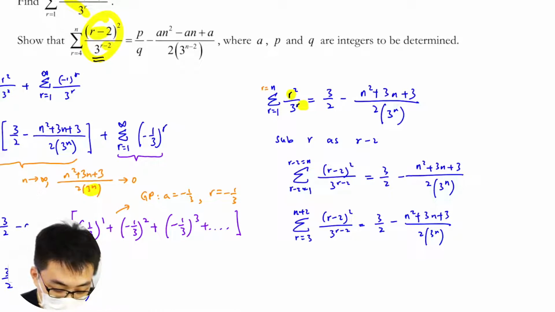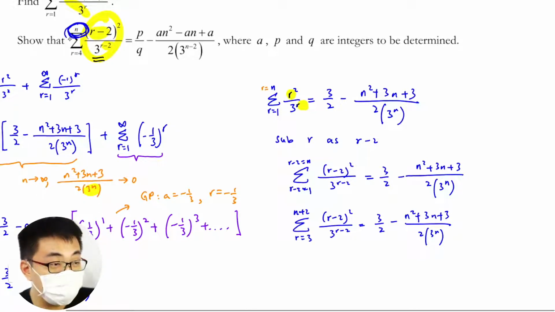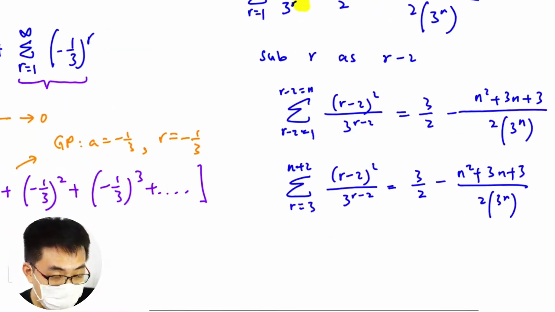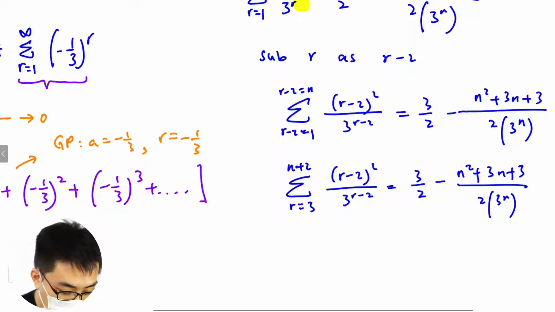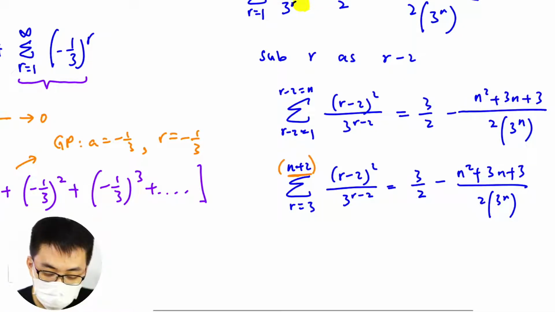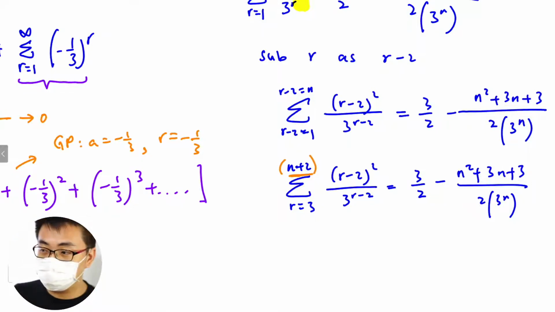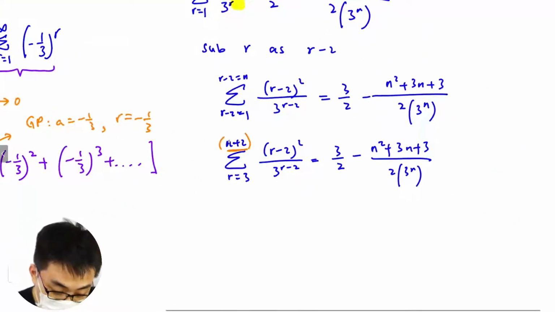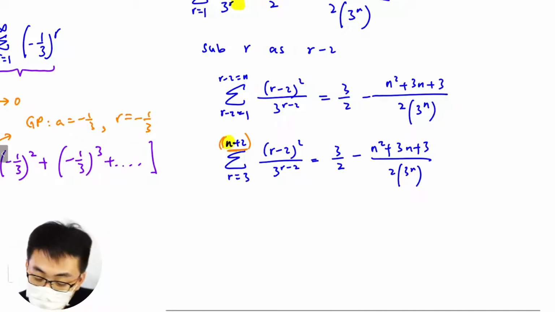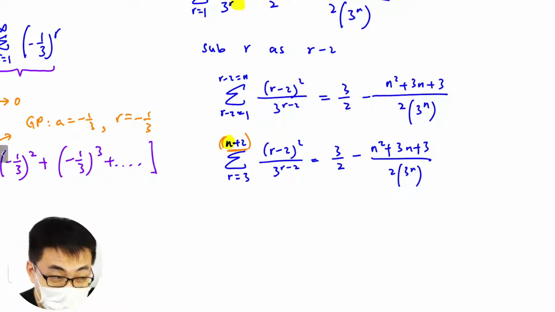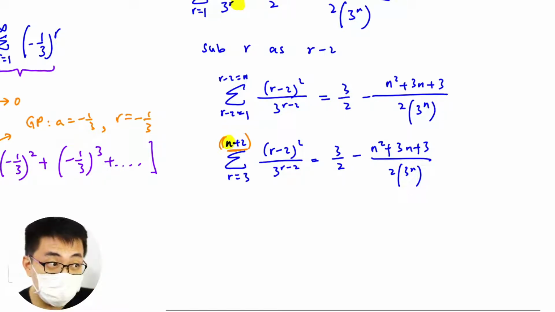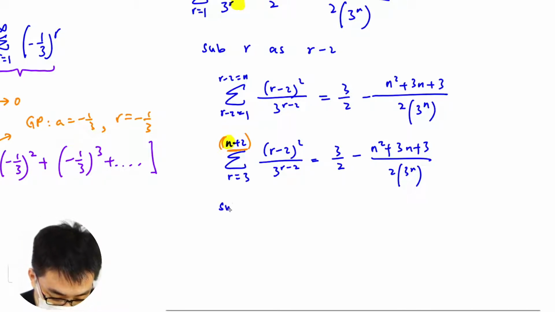Once this is done, let's look at the boundary. You need this to be n. The top boundary is the easiest to change. This is n, this is n plus 2. How do you change n plus 2 to n? You sub n as n minus 2. The top boundary is the easiest to change. The bottom boundary is the hardest to change, because you need to consider the terms, but the top is easier. So sub n as n minus 2, and naturally it becomes n.